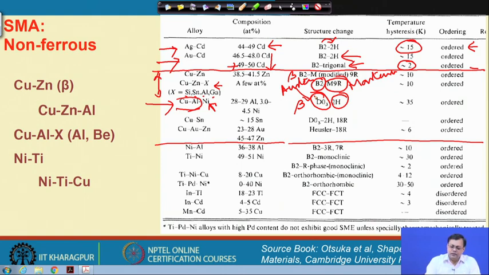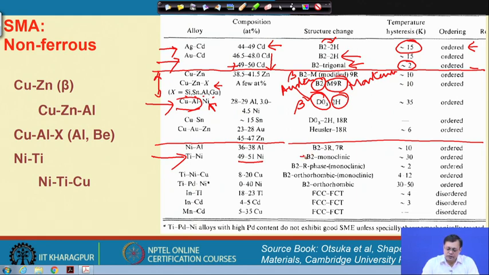Now, a similar thing has also occurred in copper-tin and copper-gold-zinc systems. However, we will not go into detail on copper-tin and so on. The third type of system, which is also very interesting, is the titanium-nickel system. Here the composition is a little off from 50-50, with nickel concentration of 48 to 51.